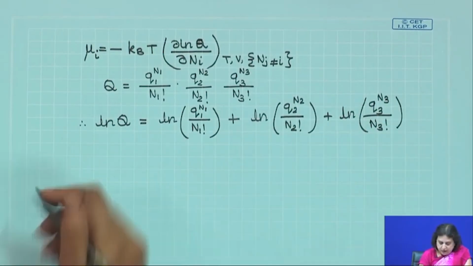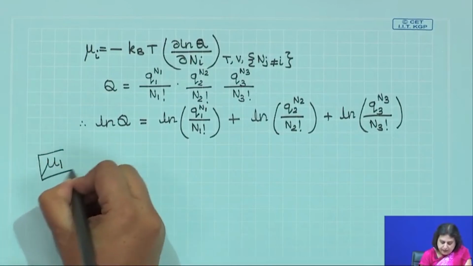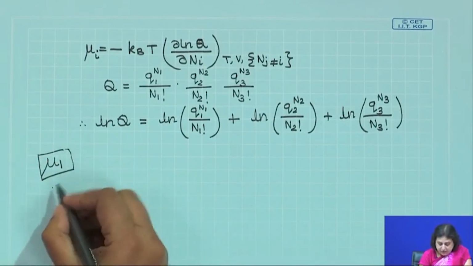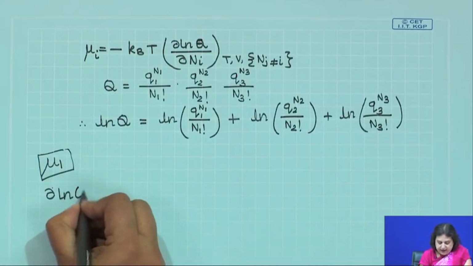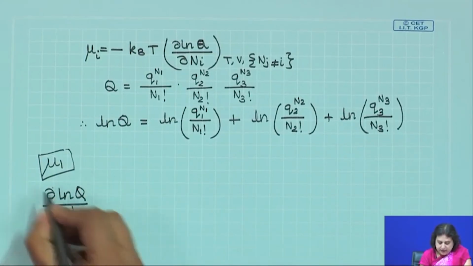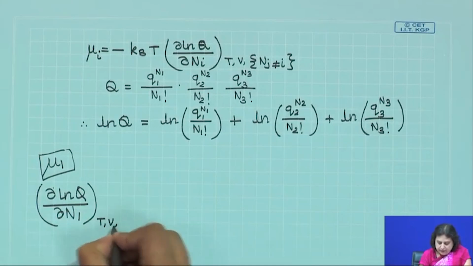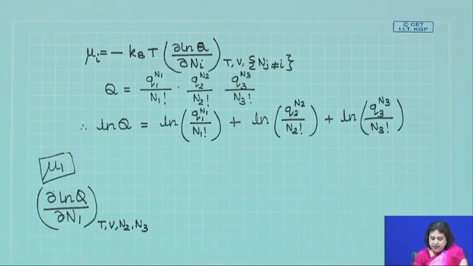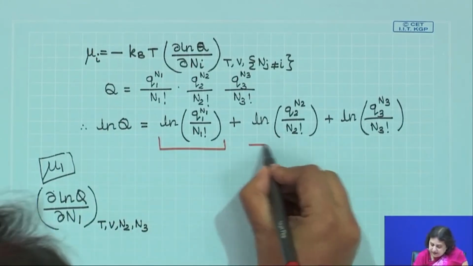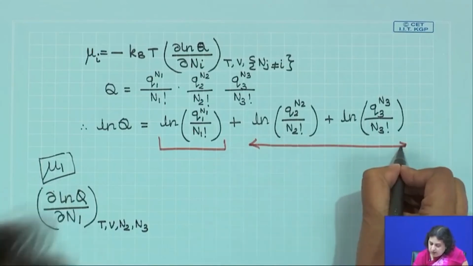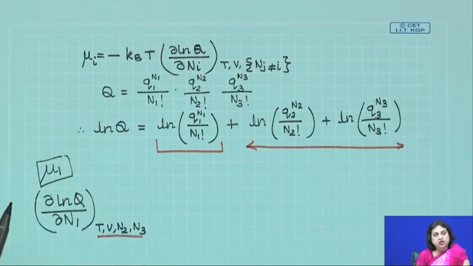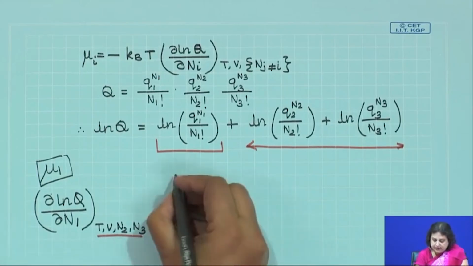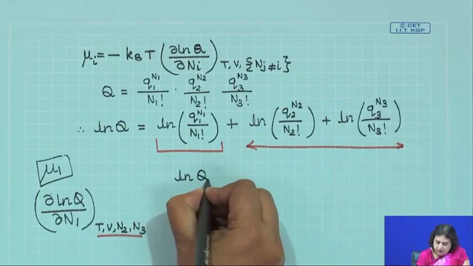Now, let me try to find out mu 1. Okay. So, in that case I will have to find out this derivative del ln Q del N1, keeping temperature, volume, N2 and N3 constant. So, for this purpose I will have to focus on this quantity only, because the rest will remain constant under this given condition of taking the derivative. So, now let me focus on what ln Q is for very large number of N1.